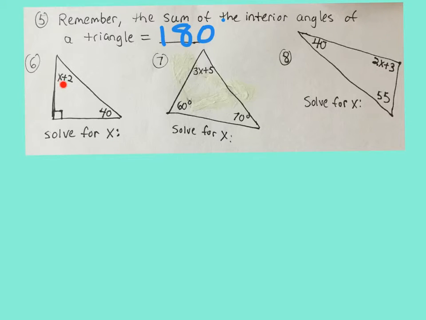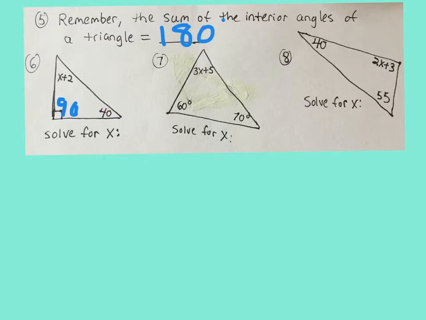So we know one angle is x plus 2. One angle is 40, and I see this little square, which means this must be a right angle, which is 90 degrees. I'm going to write that in. So that one's 90. So now we need to solve for x, but if I know 2 of the angles, I can figure out what this measurement should be. So all the angles need to add up to 180.